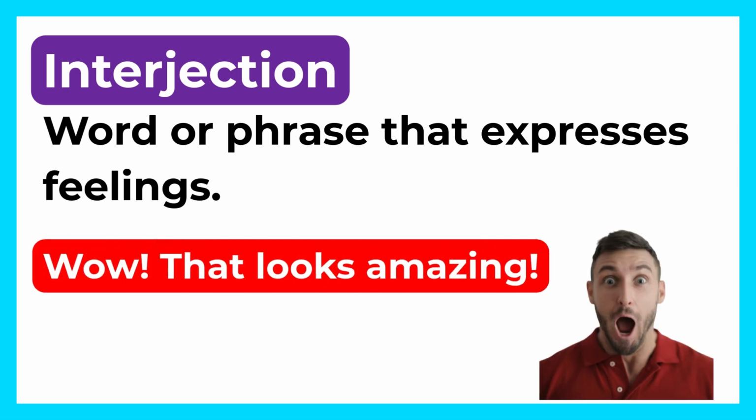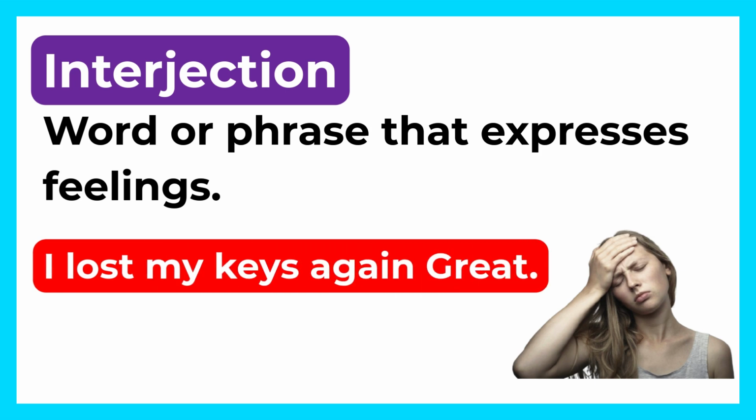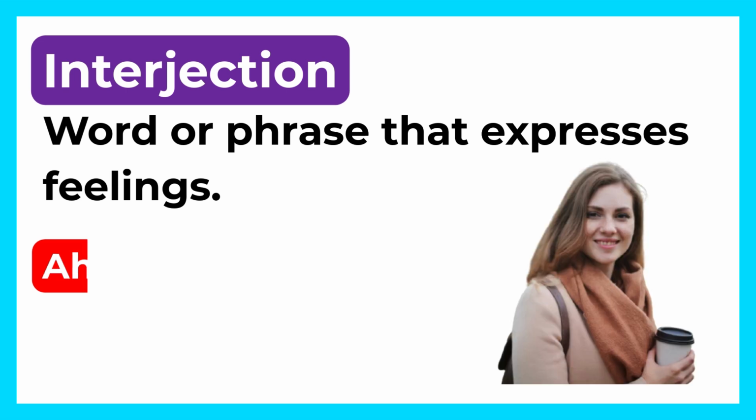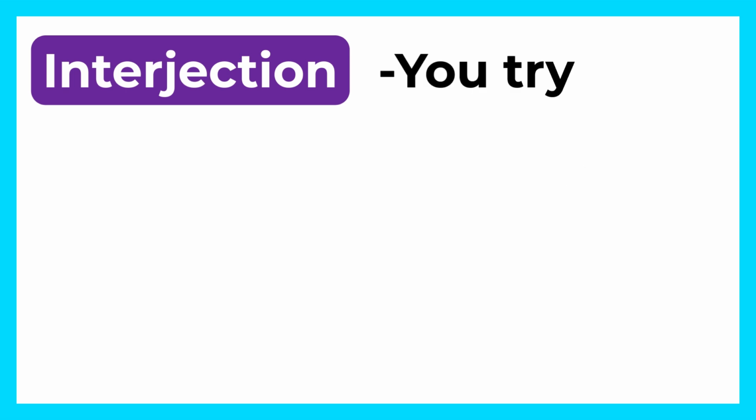For example, wow, that looks amazing! The interjection in this sentence is wow. An interjection can be followed by a full stop or a comma if you don't want to show strong emotion. For example, I lost my keys again. Great. Ah, it's nice to see.